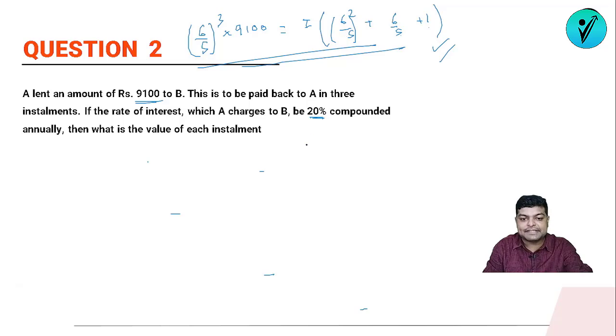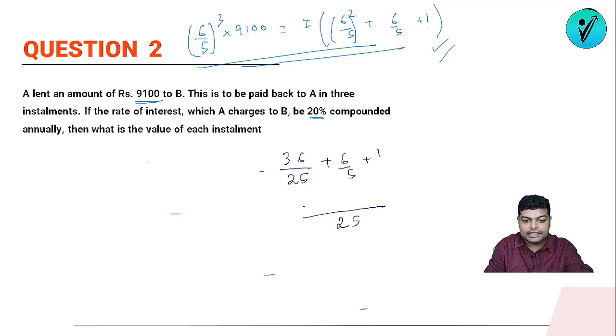This will be 36 by 5, sorry, 36 by 25. Okay, this will be 6 by 5 and this will be 1. If you take the LCM, it will be 25. This is 36, this will be 30 and this will be 25. So 36 plus 30 is 66, 76, 86, 91.